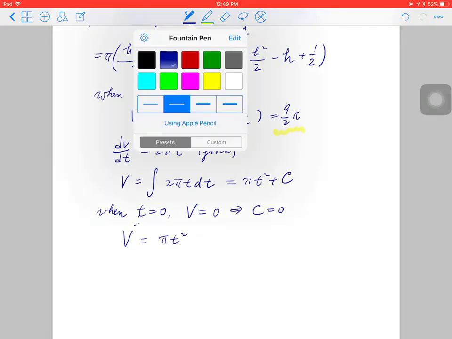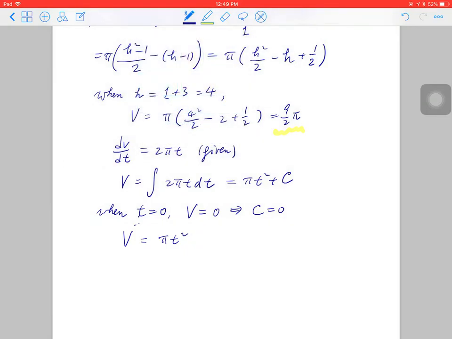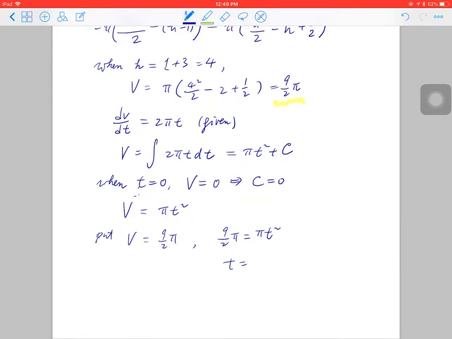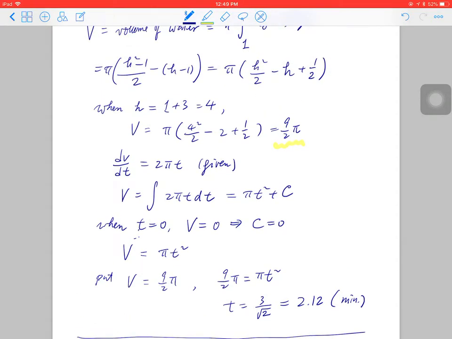Okay, now we focus on the volume being 9 over 2 pi. So put the volume equal to 9 over 2 pi. Then we have time t equal to 3 over square root 2, positive number of course, and to 2 decimal places, so 2.12 minutes. Okay, finish. But I want to add something.